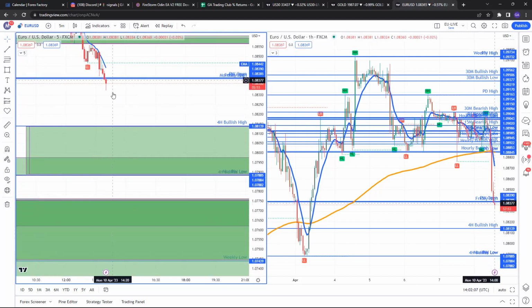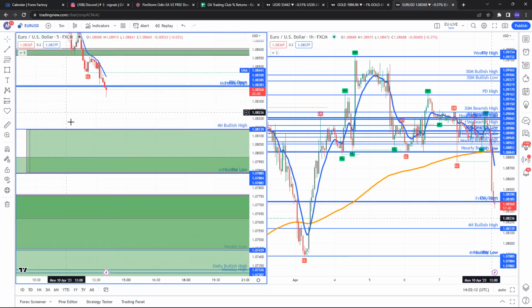So I wouldn't really try and even chase the sell. It's just better to wait for EU to drop down here, but it should come down here. Unfortunately, I don't have any sell.